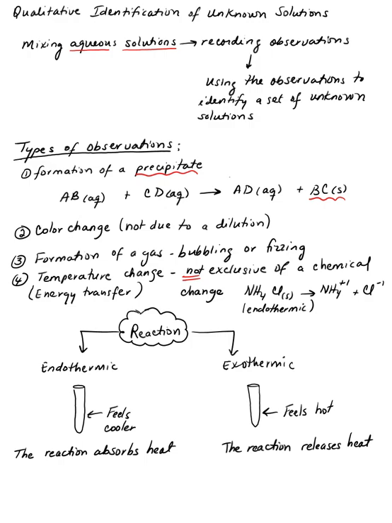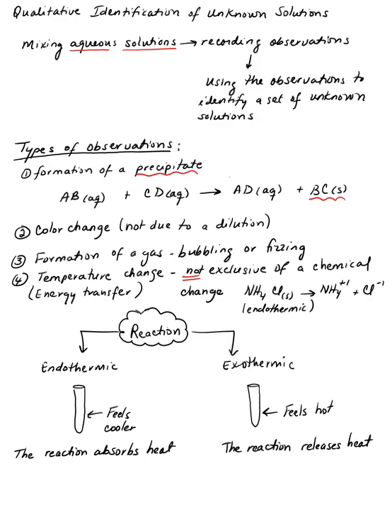You can also check for any color changes. When you're looking for color changes, I wrote here an example. It's not that you have a solution that is, let's say, dark orange, and you're adding water and now it looks light orange. That's an example of a dilution. So you're changing the concentration but not the substance that you have. That's not an example of a chemical change happening.